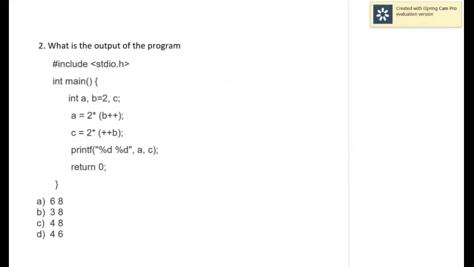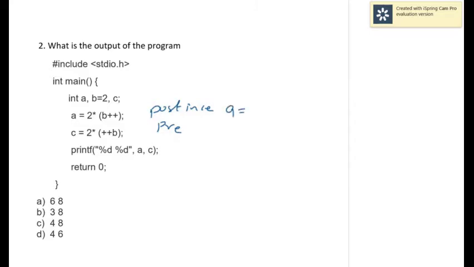In the next question, there are two statements and three variables a, b, which is already assigned with 2, and c. So there are two operators. This is post increment and this is pre-increment. Post increment means first it assigns the value, then increments. Pre-increment, first it increments the value, then assigns the value.